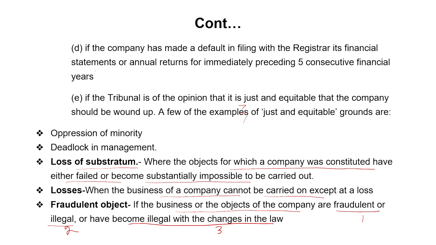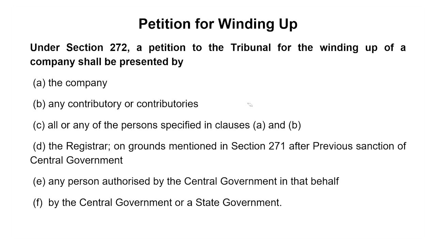If in the opinion of the court it is established that the object of the company has become fraudulent, illegal, or illegal in changing circumstances. For example, a few days back, the government allowed gambling in society. But after some time, the government introduced a policy to ban gambling in society. So, if you established a company to run a gambling business, in such cases your business has become illegal. You are supposed to close your business. So, that is also one of the areas touched by just and equitable. On this ground, companies may be wound up.